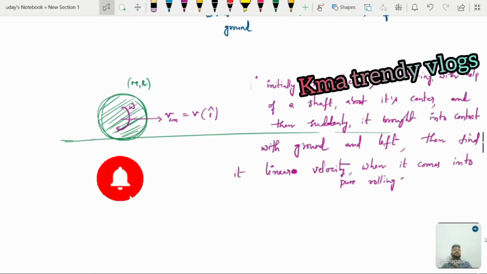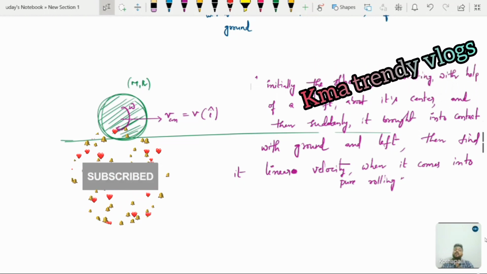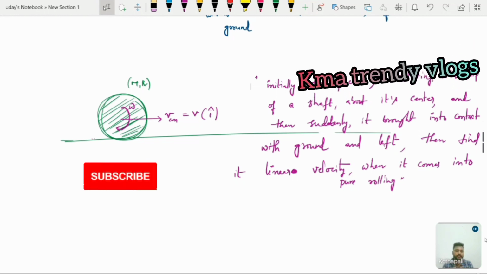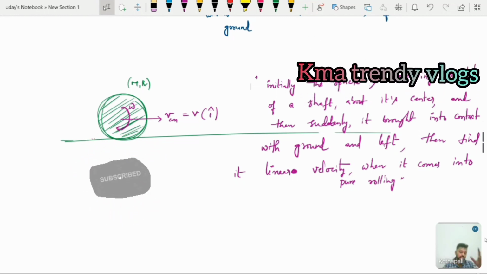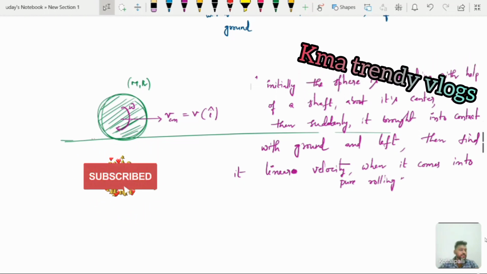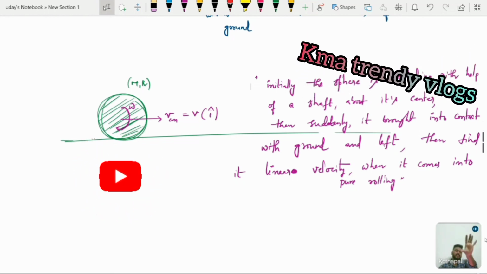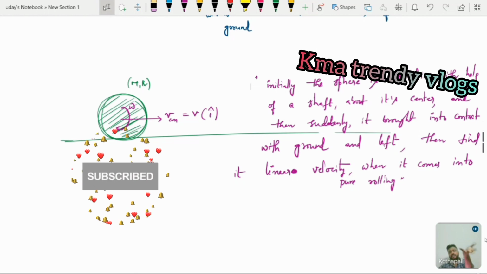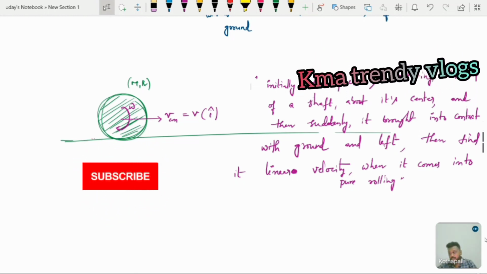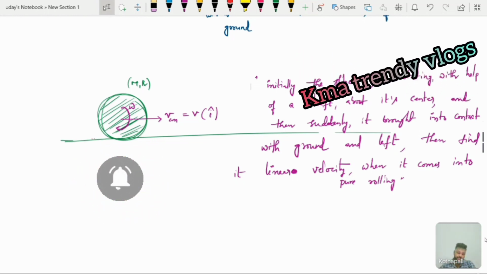By the time it comes into pure rolling motion, what will be the velocity of the center of mass of this sphere? That is the question. Just think of it. I'll give you 1 minute. How to solve? Initially, what was the situation? After bringing it into contact with the ground, what happens? Then by the time it achieves pure rolling motion, what will be the condition? Just think of it.